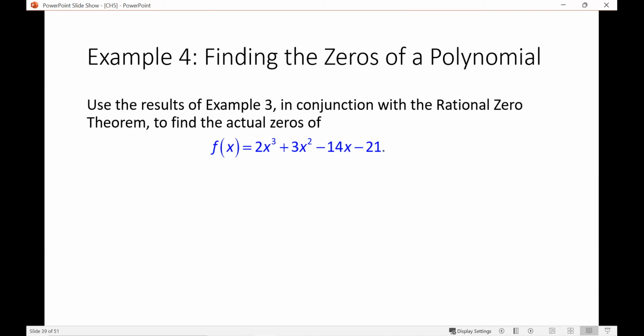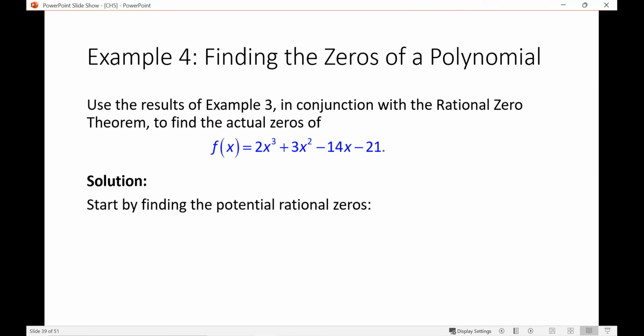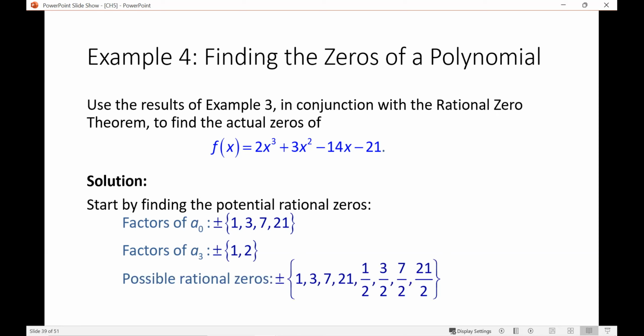So if we want to use all of that together to find the real zeros of this function, we can look at the potential rational zeros. So we've got our factors of our constant coefficient. We've got our factors of our leading term's coefficient. We set those up as all the possible rationals, plus and minus here. So notice there's 8 numbers, but we can do positive or minus. So there's 16 possible rational zeros.